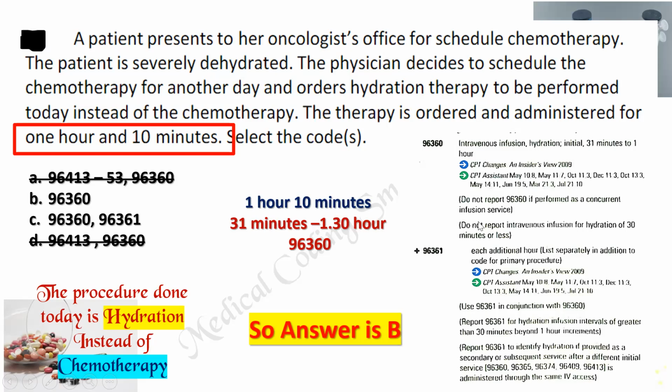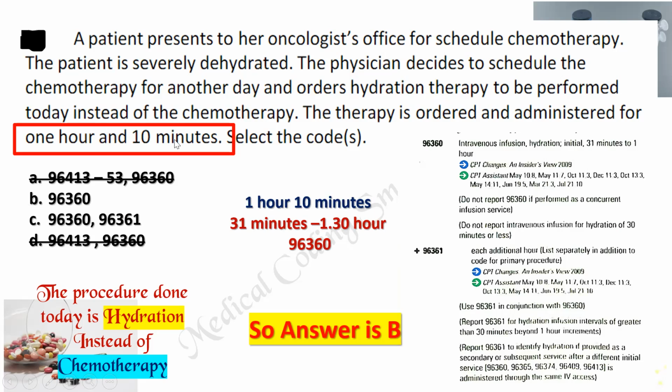So for 1 hour 10 minutes, how can we use 96360? In the increment time, report 96361 for a hydration infusion interval of greater than 30 minutes beyond 1 hour, as an increment. So from 31 minutes up to 1 hour 30 minutes we can use 96360. After 1 hour 31 minutes we can use 96361.